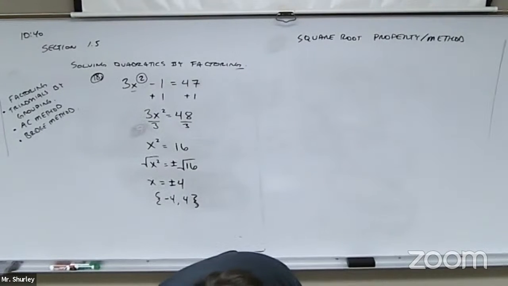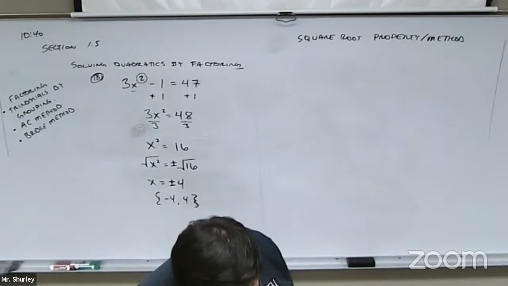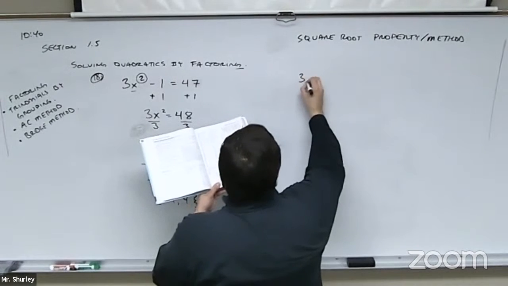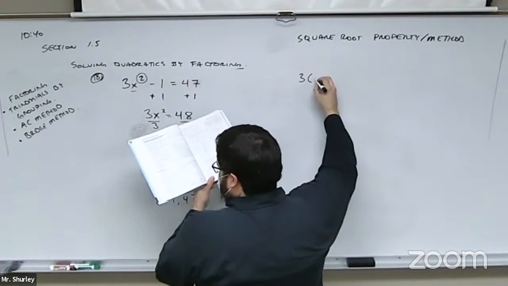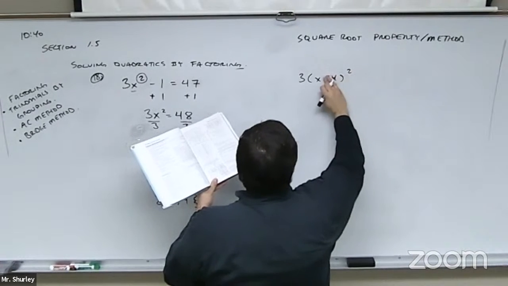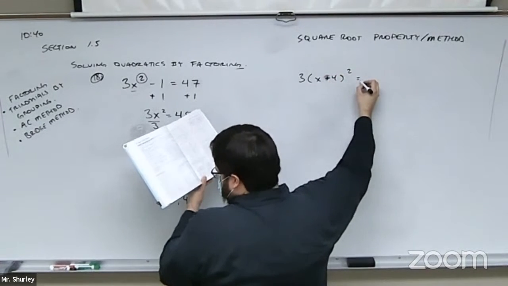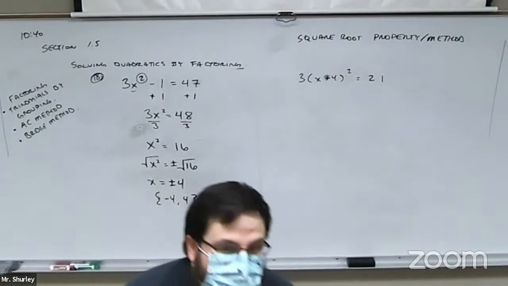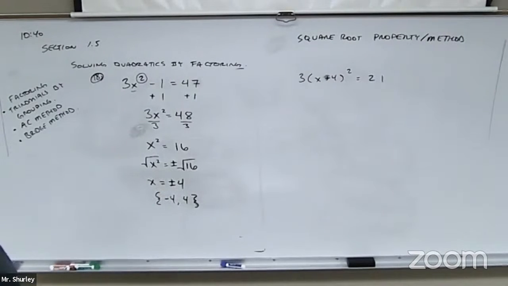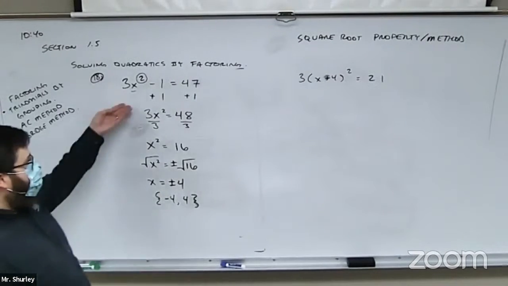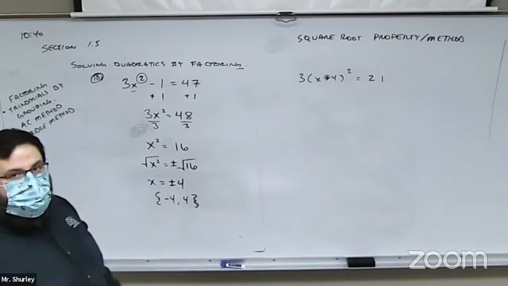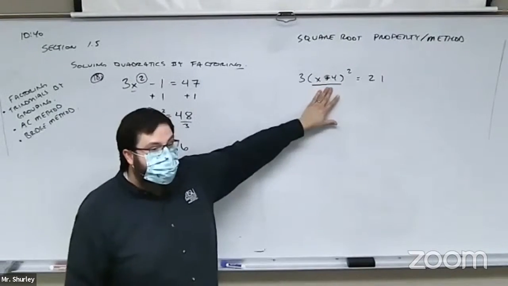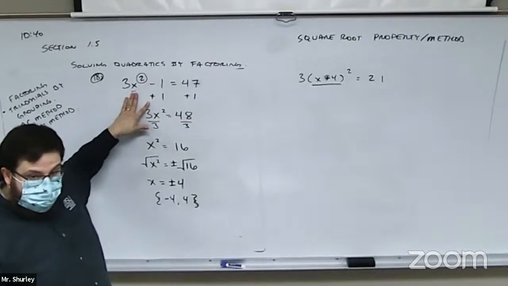This is number 24. Okay, I'm just going to go down the line. 24 here we've got 3 parentheses, x plus 4 squared equals 21. Now, this one does not look the same as the last one. There's parentheses going on, but this whole thing is being squared, so that's what we're going to treat as our squared term.